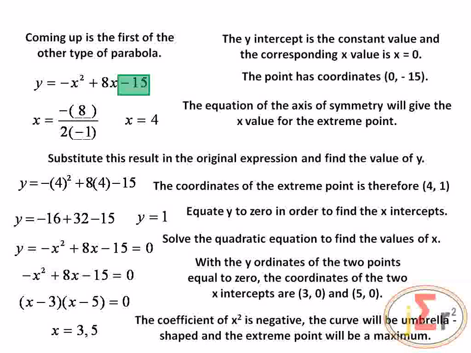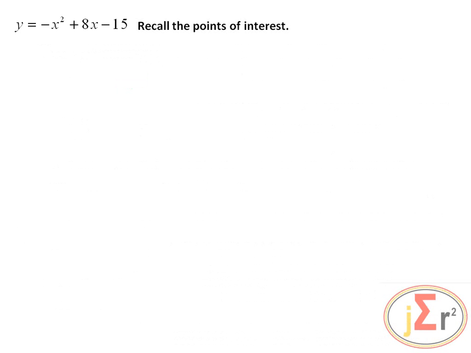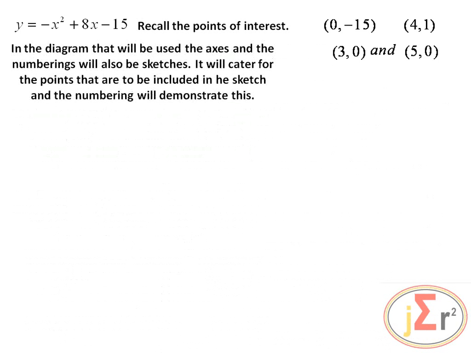The coefficient of x squared is negative. The curve will be an umbrella-shaped curve, and the extreme point will be a maximum. So there we have the points of interest, and of course we are going to make our makeshift diagram, which is a sketch that will cater for y is -15, and of course these x values of 3 and 5, and positive y value of 1. So let us see what we make of it. All of the values are represented there.